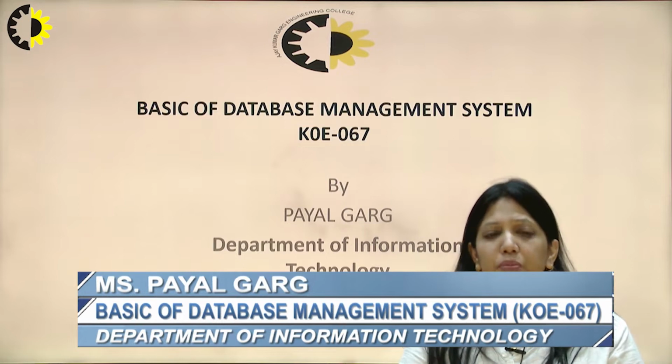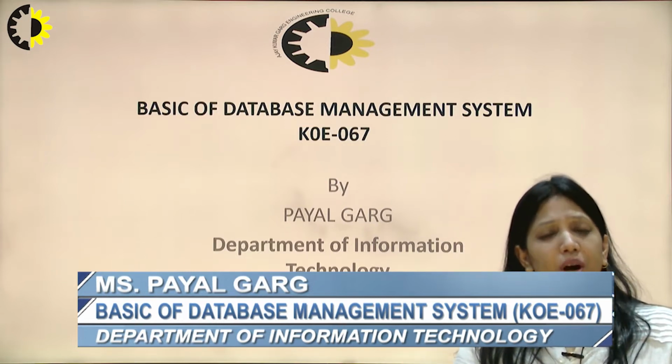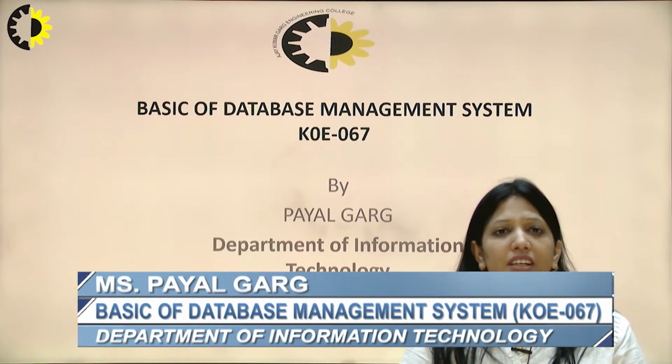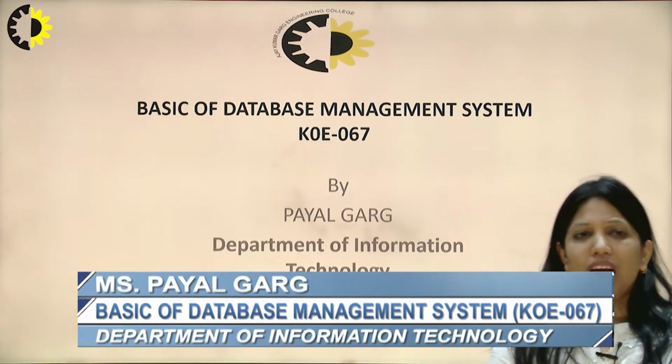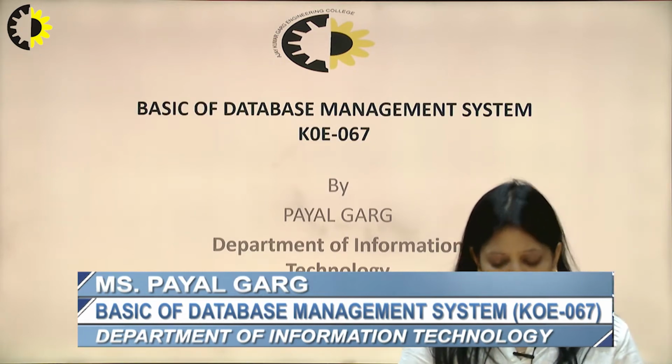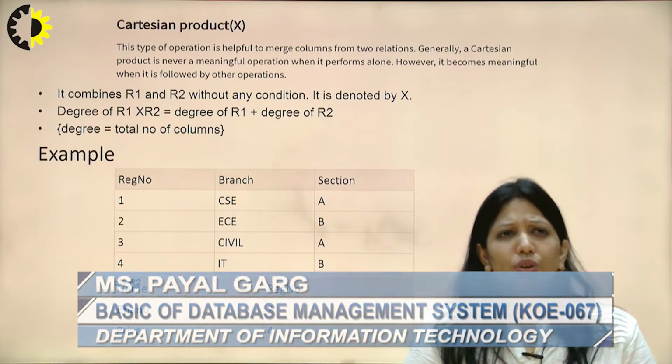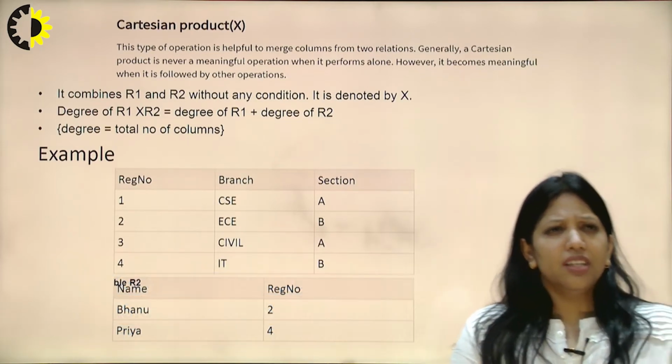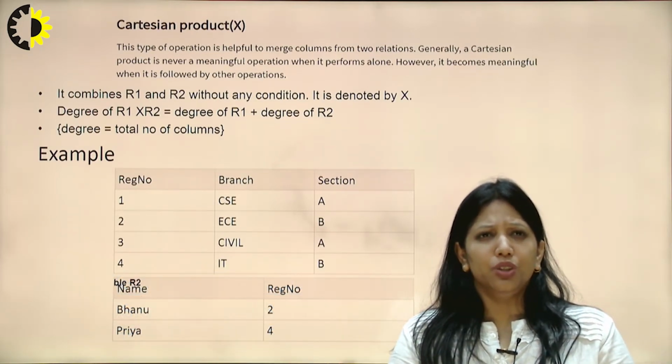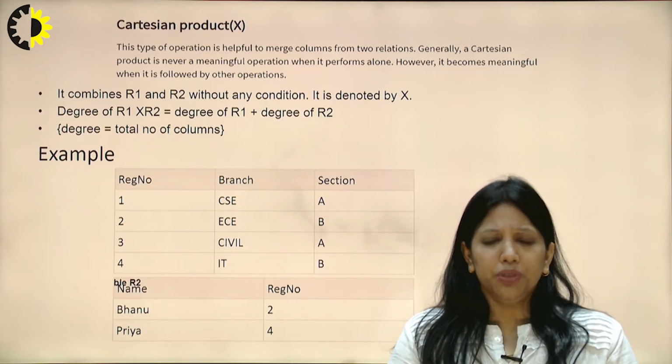We need some binary operations like Cartesian product, natural joins, and equijoins. We have discussed these operations. So what is Cartesian product? This type of operation is helpful to merge columns from two relations.